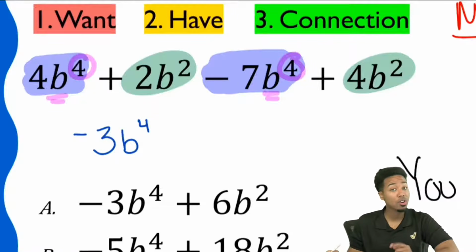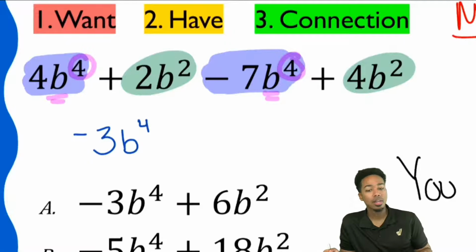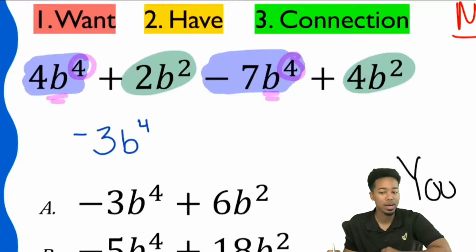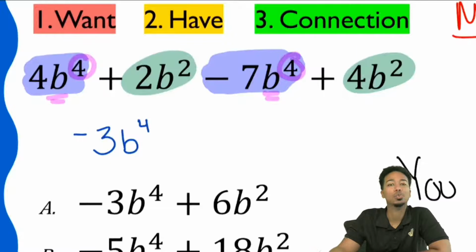And then from there, if we're looking at the green highlight for the other like terms, we have a positive 2b squared, and then we have a positive 4b squared. If we add those two together, if we combine those like terms, what do we get? 6 what?